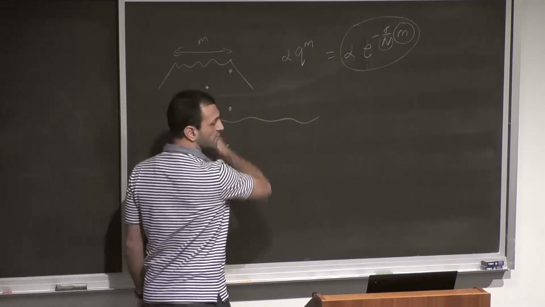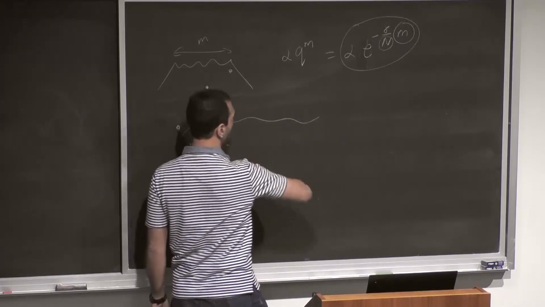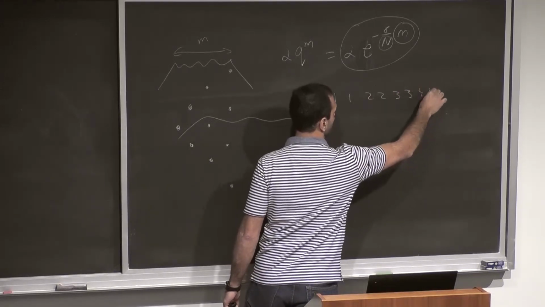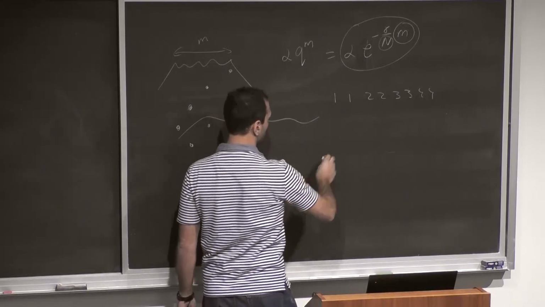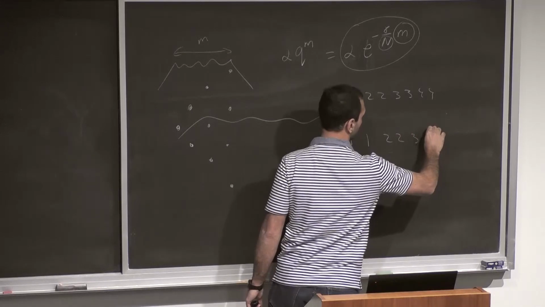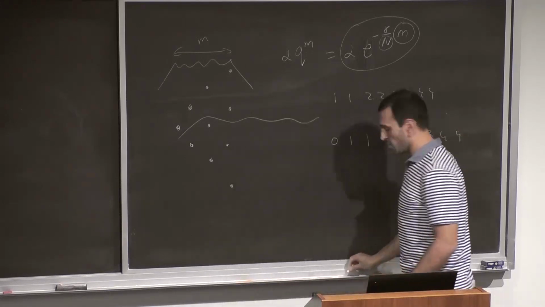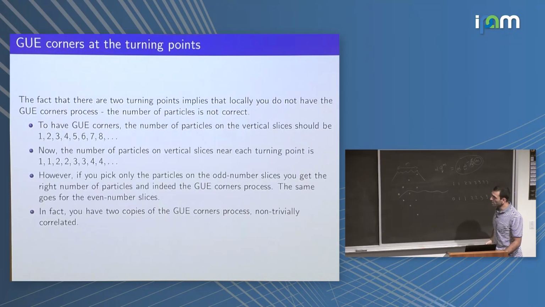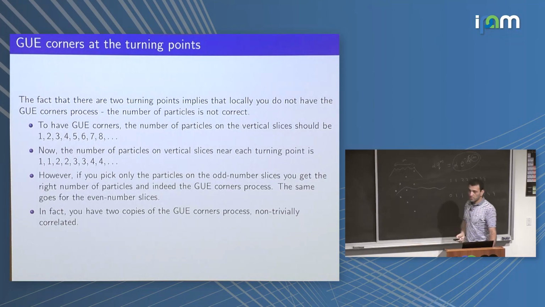So if you look at the number of particles you have near, say, the top turning point, the number of particles ends up being like this. And the number of particles near the other turning point ends up being like this. So you can't have the GUE corners process anymore because you don't have the right number of particles. But it turns out that the GUE corners process is still there.